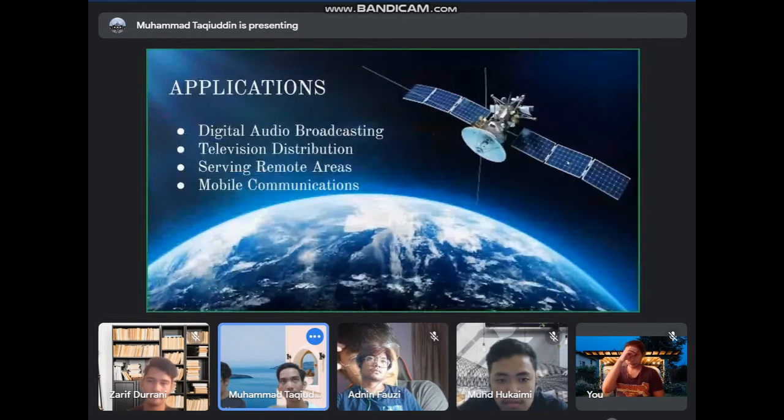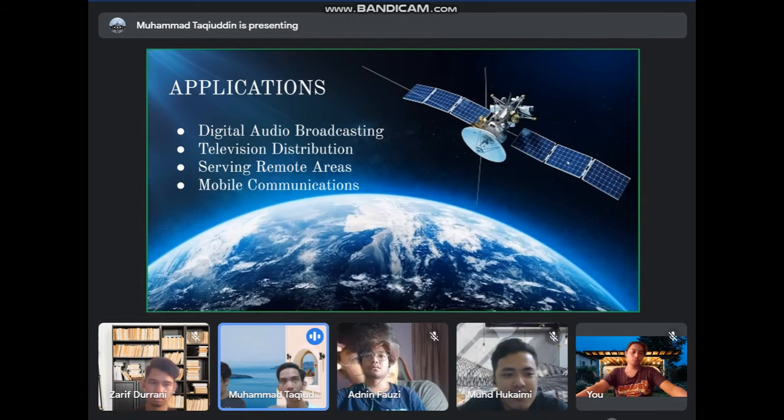So next, these are some of the applications of the satellite. It is used as digital audio broadcasting to broadcast signals from Earth. And then next is television distribution. It distributes channels from Earth to the satellite and then back to Earth. It also serves remote areas deep in the jungles, where many of our cells can't reach, so satellites can reach easily. It is also used in mobile communications.